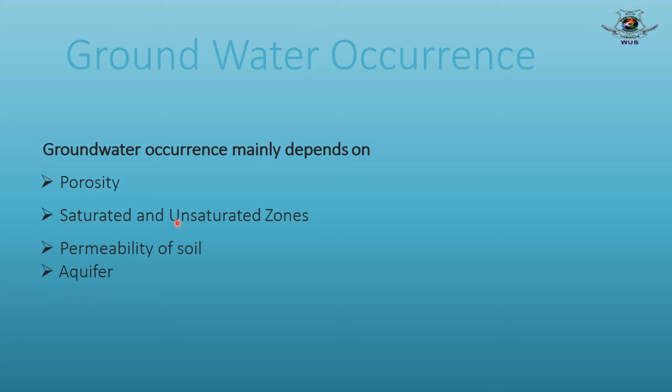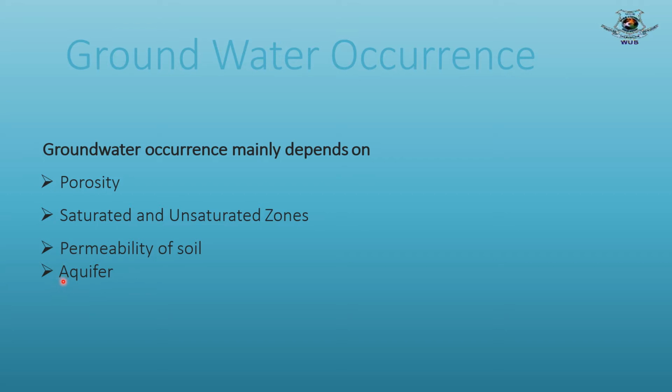Then saturated and unsaturated zones. If the depth of the saturated zone increases, the depth of the water table will also increase, and vice versa. Then permeability of soil. We know permeability is the property of soil that allows the passage of water through the interconnecting voids of soil. A soil that allows water to pass through its interconnecting voids is called permeable soil. So if the soil is more permeable, the groundwater occurrence will increase.